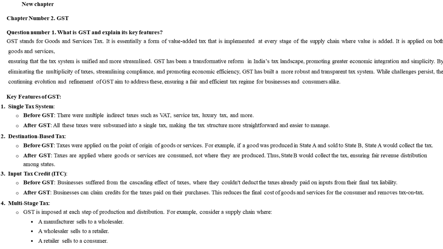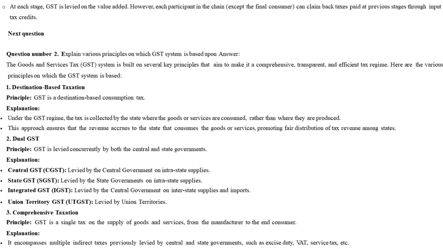4. Multi-stage tax. GST is imposed at each step of production and distribution. For example, consider a supply chain where a manufacturer sells to a wholesaler. A wholesaler sells to a retailer. A retailer sells to a consumer. At each stage, GST is levied on the value added. However, each participant in the chain, except the final consumer, can claim back taxes paid at previous stages through input tax credits.